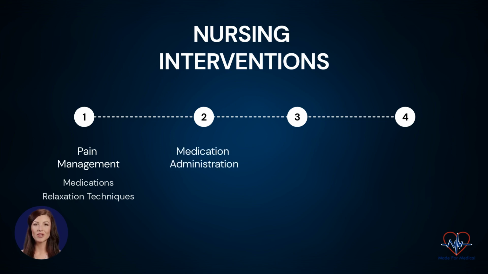Administer prescribed medications, such as proton pump inhibitors or histamine 2 receptor blockers, to reduce stomach acid production. Administer antibiotics as prescribed for H. pylori eradication.